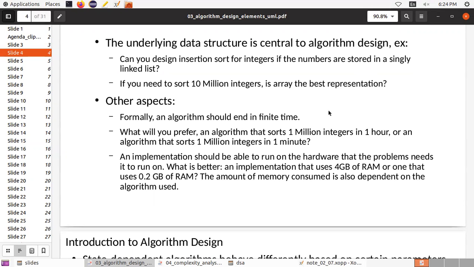Nafiu, please go ahead. I think you can use a singly linked list for insertion sort, provided the linked list is sorted. But if it's not sorted, you can't use it. See, if the linked list is already sorted, why should you do insertion sort?